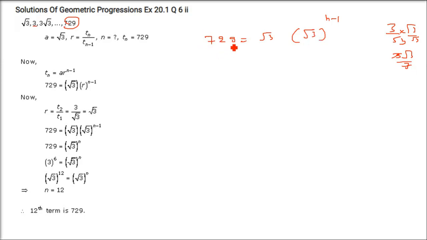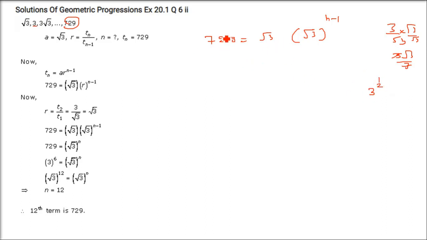Now there are two ways we can solve it. One is the simple method, and one is a lengthy method. First you have to find out by hit and trial. This will happen to many students: if you don't know 729, they don't know how to find out which is the power. So start with the initial. First let me come to the right hand side.